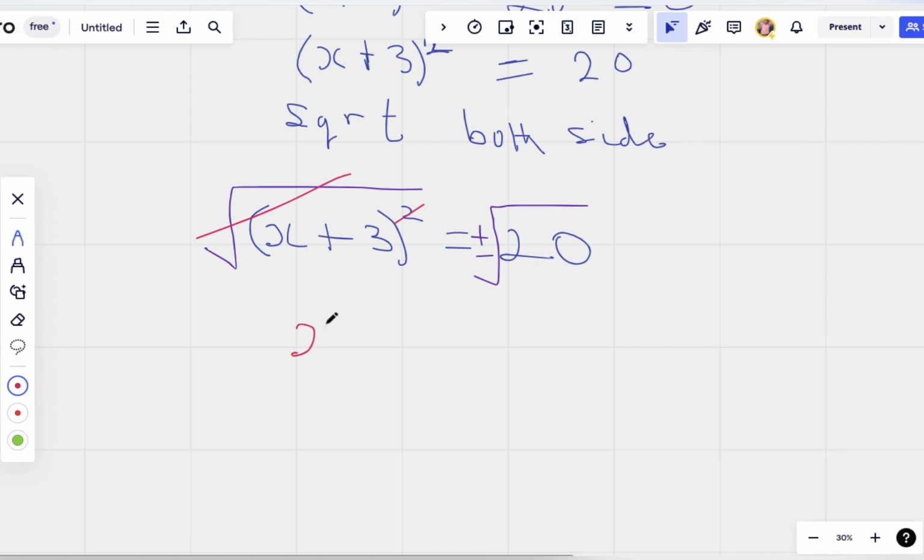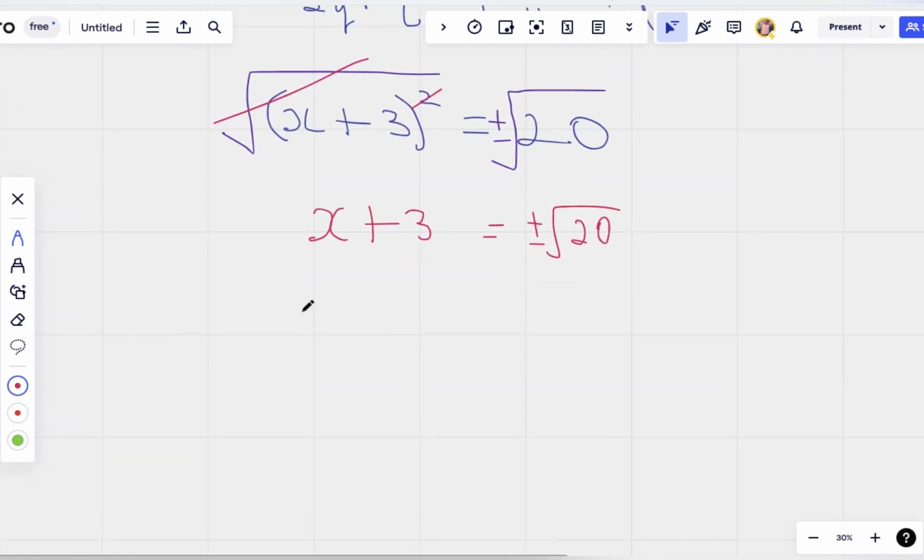So what I have left is x plus 3 equal to plus minus the root of 20. Can you find square root 20? Let's find square root 20. You're going to get 4 point something. Is that okay? So then we say x equal to, I move the 3 to the right, it becomes negative 3, negative 3 plus minus root 20. So we find root 20, we add it to negative 3 and we subtract it from negative 3.